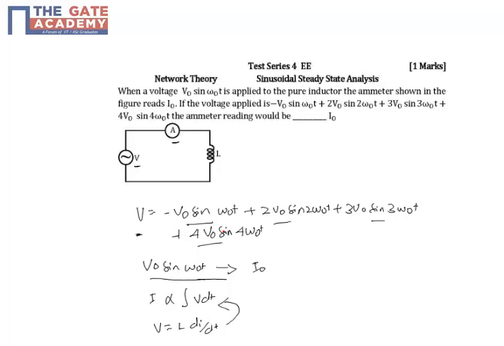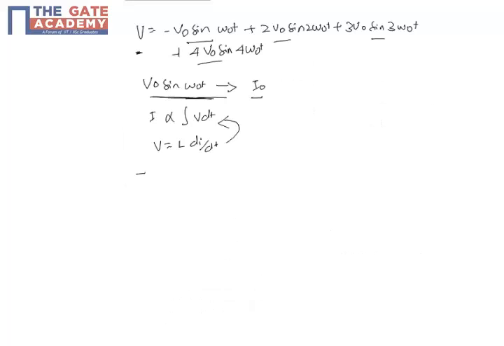Now we know that this will be the value of current. I naught will be the value of current when the voltage source is V naught sin omega naught t, and hence when the voltage is equal to minus V naught sin omega naught t, the value of current will be minus I naught.